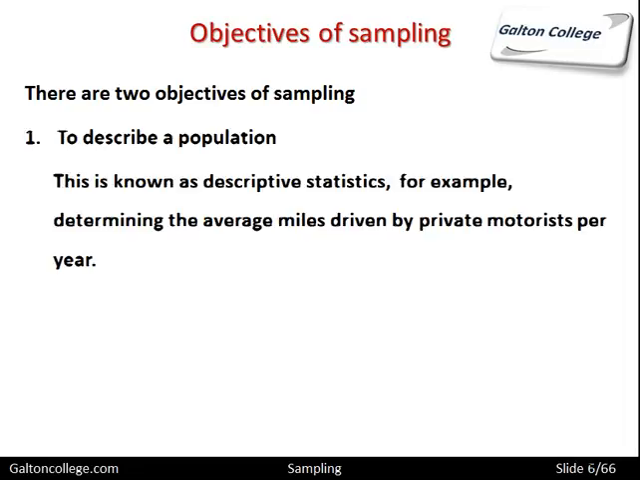Now there are two objectives to sampling. One is to describe the population. This is known as descriptive statistics. For example, determining the average miles driven by private motorists per year. Now that would be describing part of the population, describing something about the population. So it's a descriptive statistic.